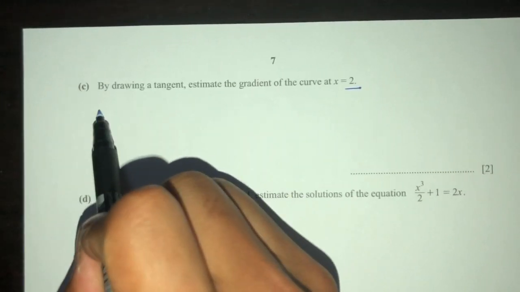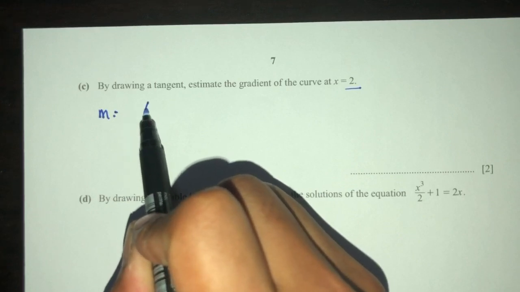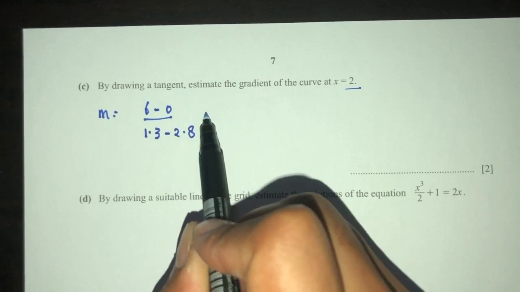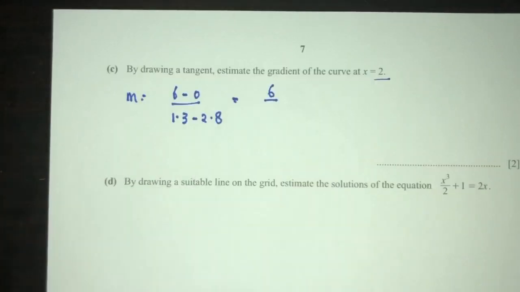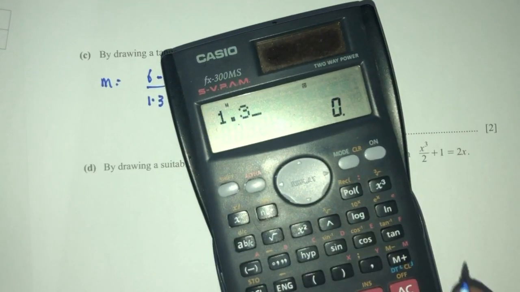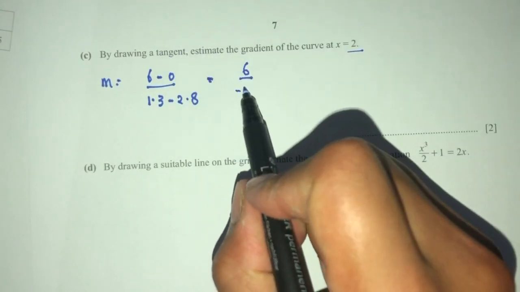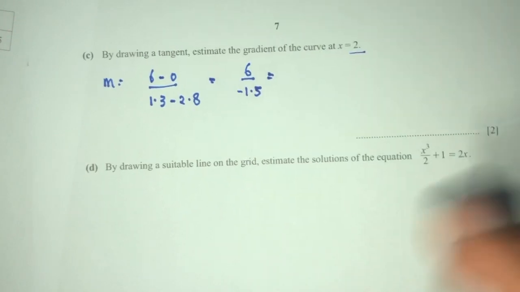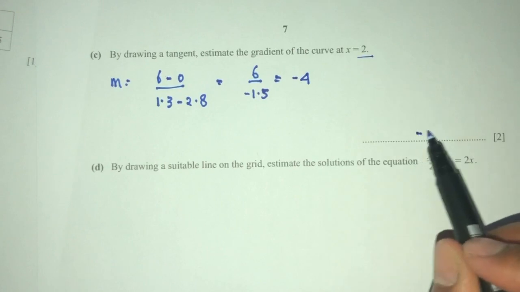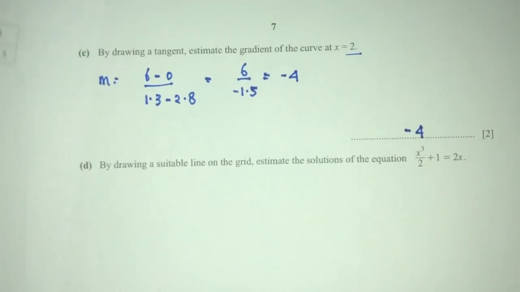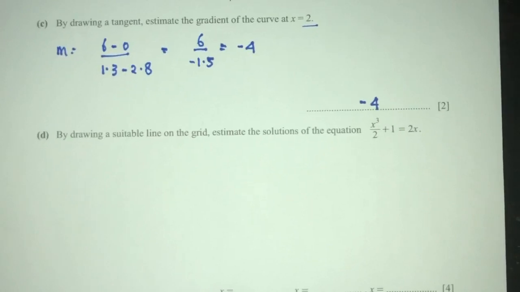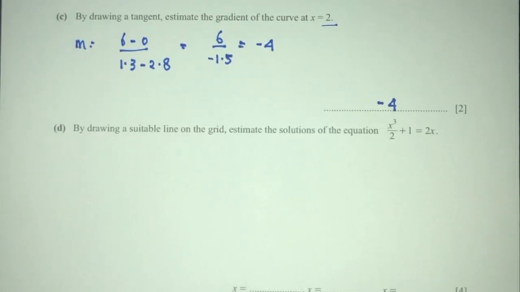So how do you find the gradient? It is y2 minus y1 over x2 minus x1. So that'll be 6 over the value of 1.3 minus 2.8, that'll be minus 1.5. Let's check. 6 divided by that answer should be minus 4. So this is my value for my gradient according to my drawing and my line. Now your value may be a bit different depending on how you draw your line or your curve, but that's how you will do it. Now for part B, by drawing a suitable line, estimate the solution for this one.